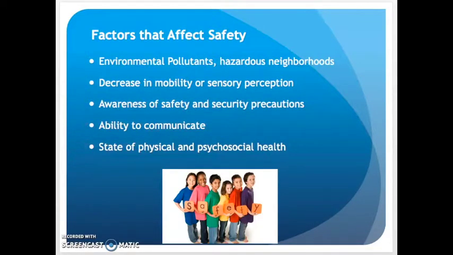A decrease in mobility or sensory perception can affect safety. When a person loses perception in hearing, vision, pain, or touch, they're more likely to have injuries and accidents, as well as altered communication ability. And that can be affected by fatigue, stress, medication, language barrier, and disease processes. Psychosocial factors include depression, social isolation, reduced physical stamina, feelings of lost control, and helplessness. All of these factors you as a nurse will be assessing for in your patients.